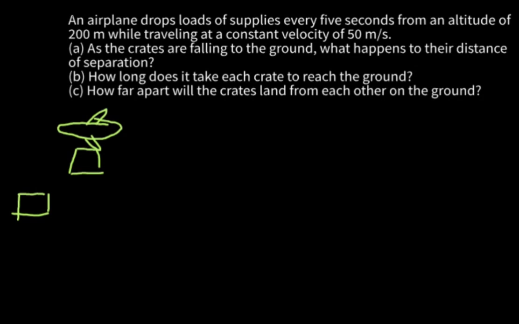Alright, so horizontally, these boxes are going to stay the same distance apart. However, this box right here will always be traveling faster than the one that was just dropped. And because distance equals velocity times time, if this one is always traveling faster than this one, their vertical distance of separation will be increasing while their horizontal distance of separation will stay constant. So the answer to part A is it will increase.